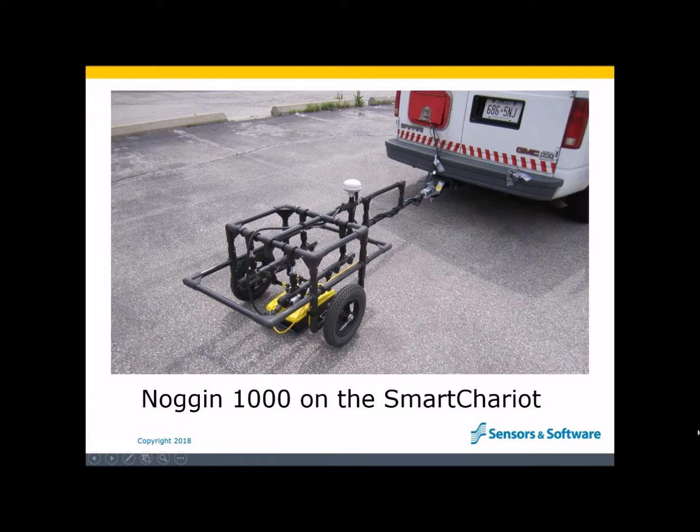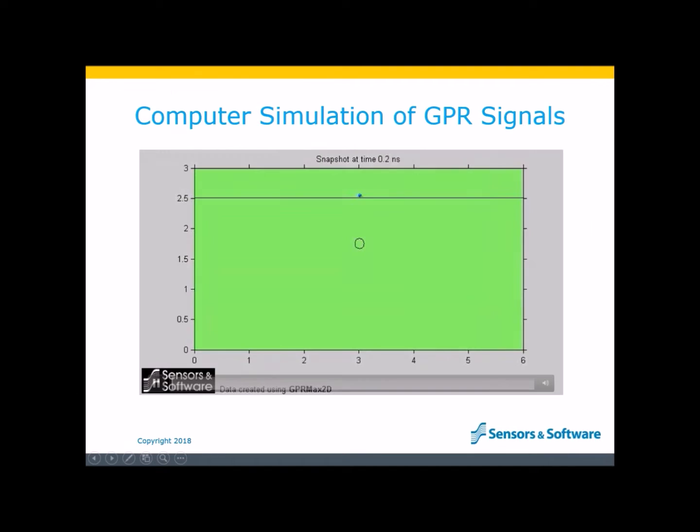The problem is not collecting the data, but understanding what the data is telling you about the subsurface. Most people agree that interpreting the GPR data is the hardest part of the whole exercise. So let's talk about this.